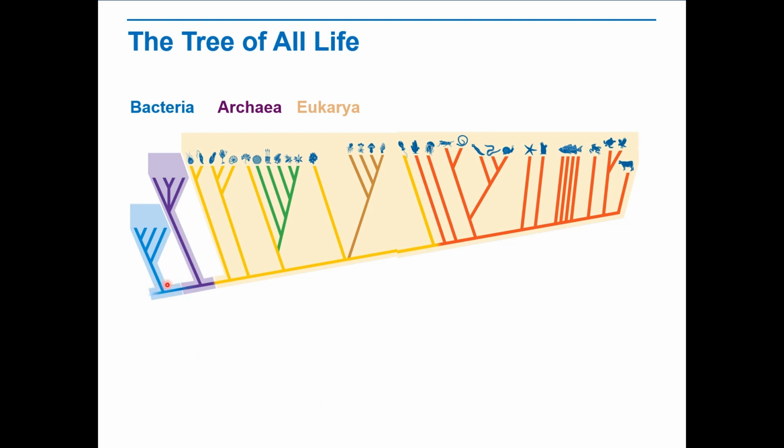If we snipped off this lineage above, if we snipped off the cladogram above this node, we would get the bacteria. If we snipped it off above this node, we would get archaea. And if we snipped it off above this node, we would get eukarya.